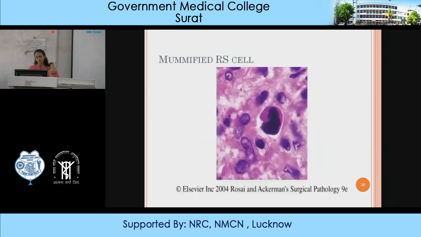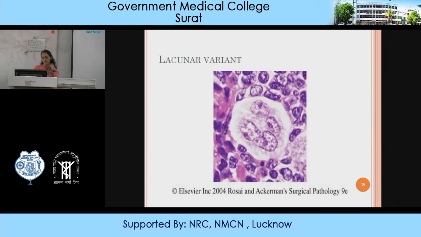This is the mummified cell, where the central cell has multilobated or folded nuclei with very dark staining nuclear material. They are known as mummified RS cells. These are the lacunar variant. That means the multiple nuclei are set in a vacuole or a lacuna, again a multinucleated giant cell, and they are RS cells.